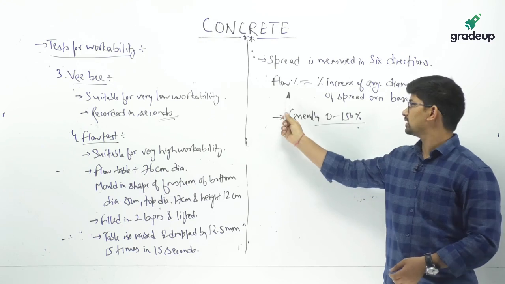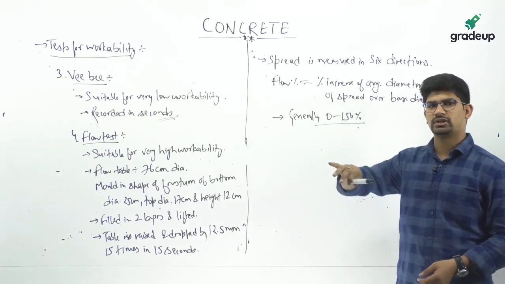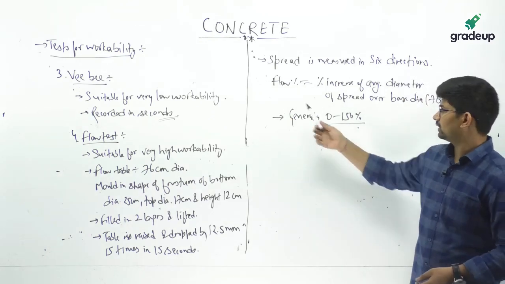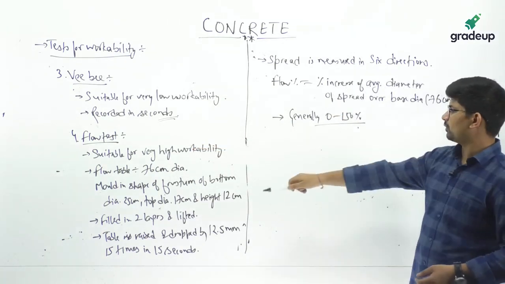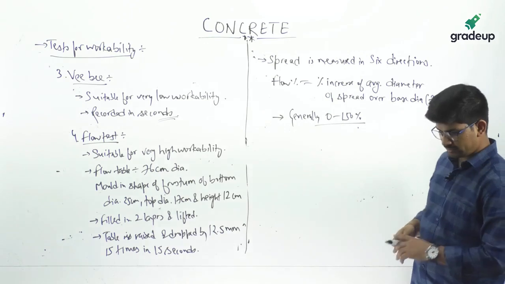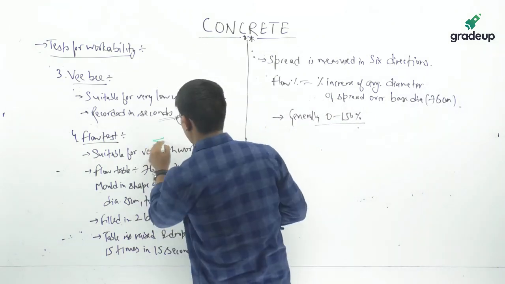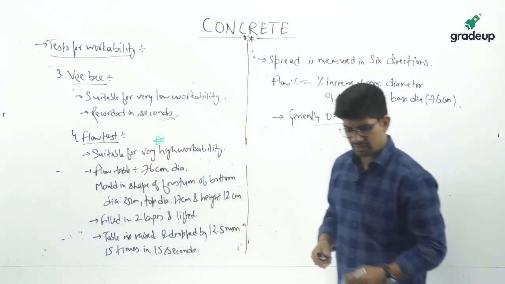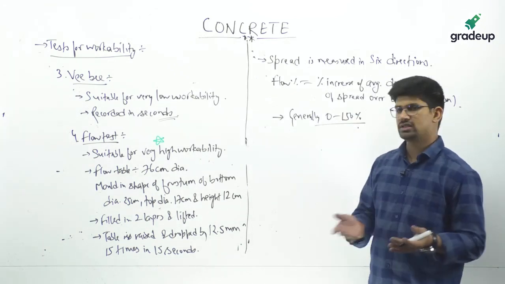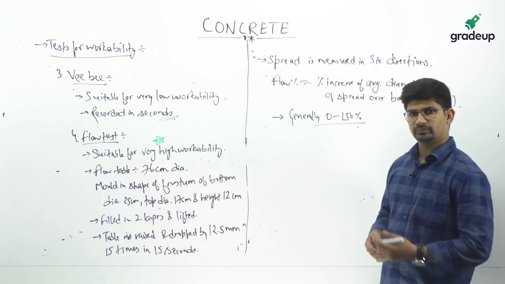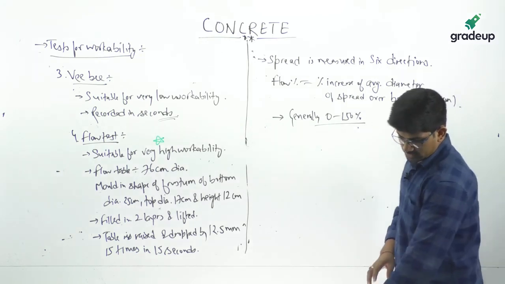Now see, this is recorded in percentage, compaction factor was in ratio, the slump test was in mm, and VB is in seconds. So all these points are very important. This is the most important one: it is suited for very high workability. You can be asked even in the form of match the following, which test is suitable for which one. So I hope this is clear.